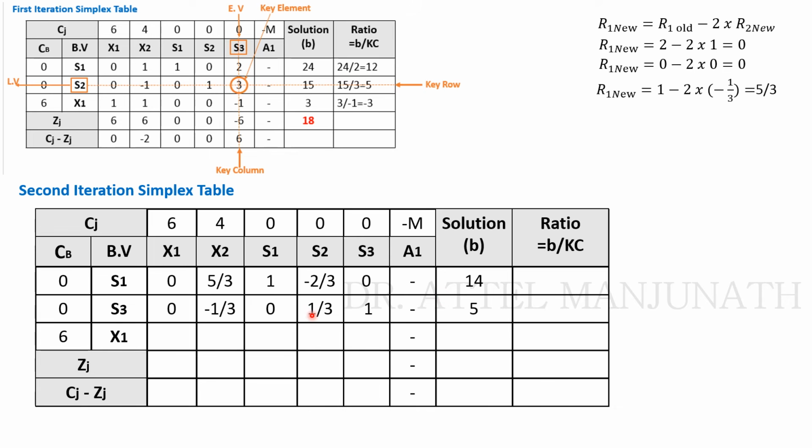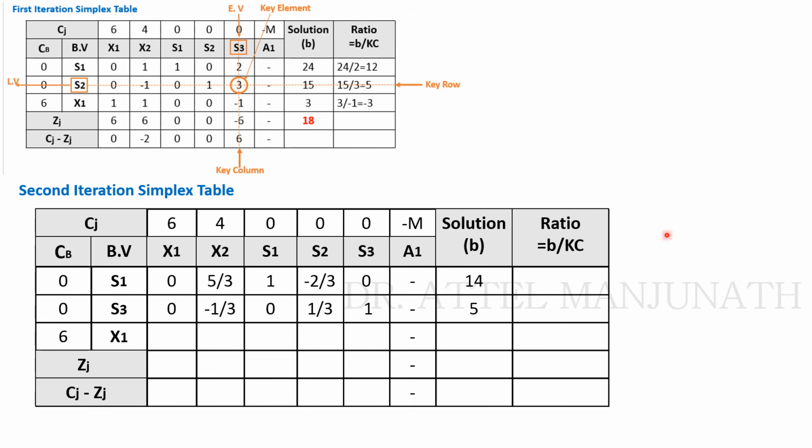So similarly, now you can calculate for the third row. So row 3 new is equal to row 3 old plus row 3 new. The old value is minus 1 and the new value of the row is 1, that is equal to 0. So you can put 0 in this cell. So this is not R3 new, this is R2 new.